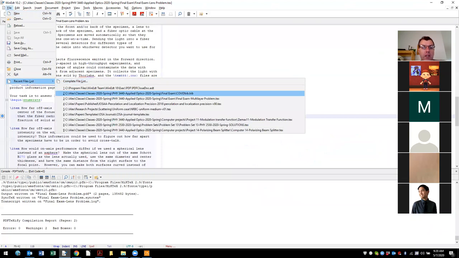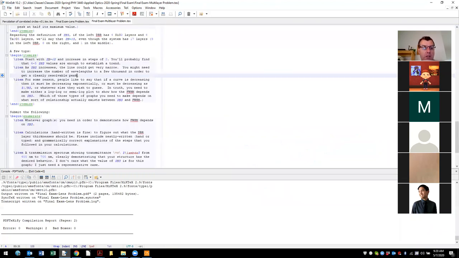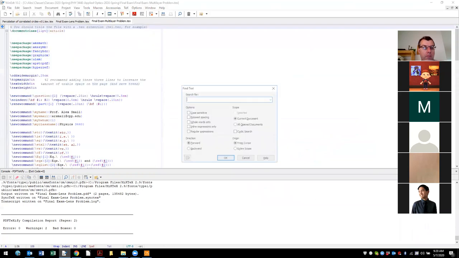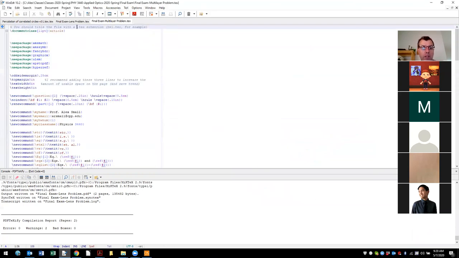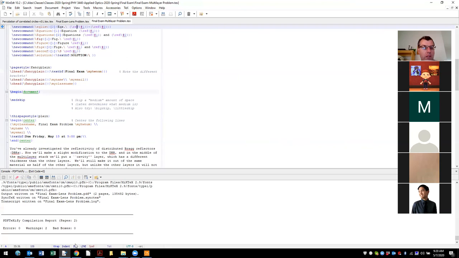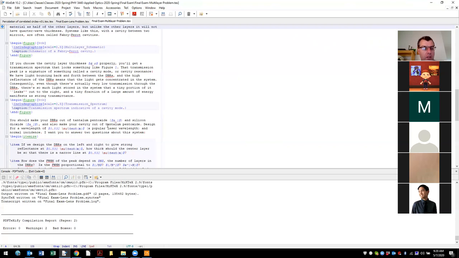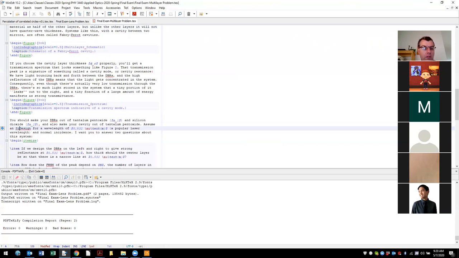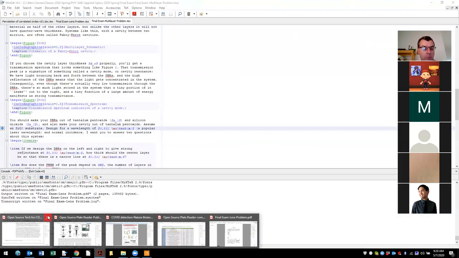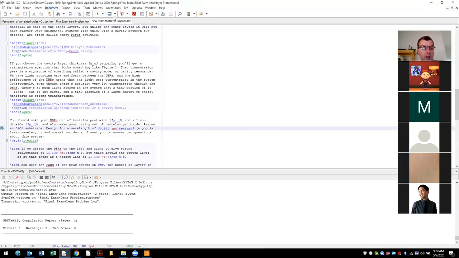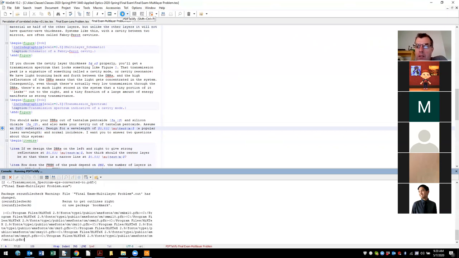The other thing I forgot to change is the multi-layer problem. I never said what the substrate is. So let me just... I should close that file before I compile. Other questions?